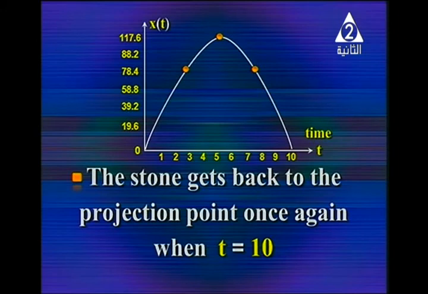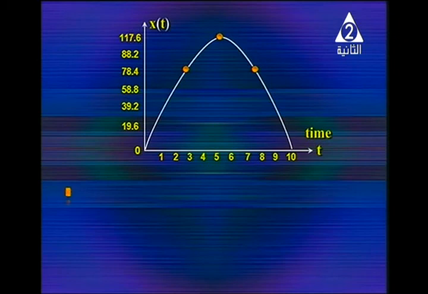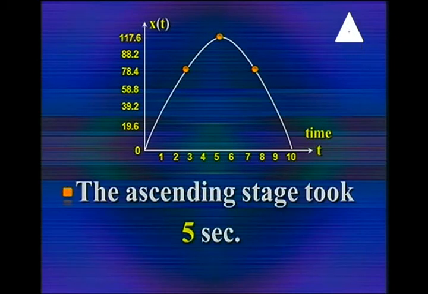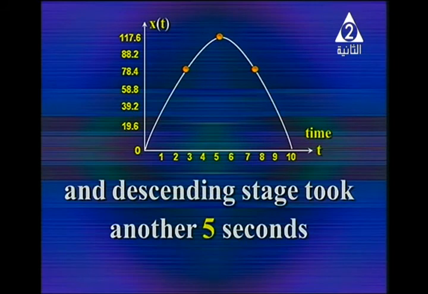The stone gets back to the projection point once again when t equals 10. At t equals 10, x equals 0. The ascending stage took 5 seconds. The descending stage took another 5 seconds. We have 10 seconds. Ascending from 0 to 5, the body ascends. From 5 to 10 is the descending stage, another 5 seconds.